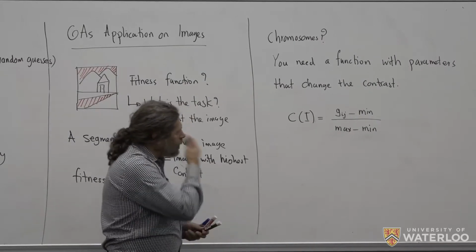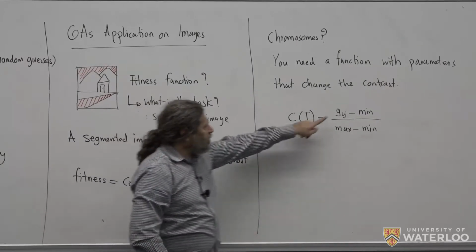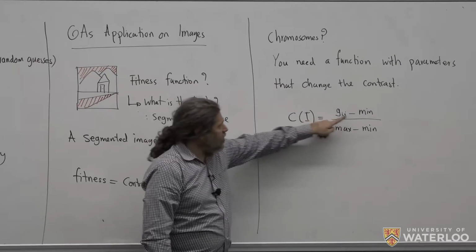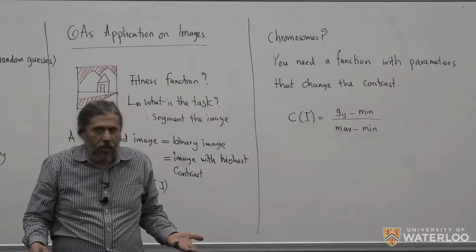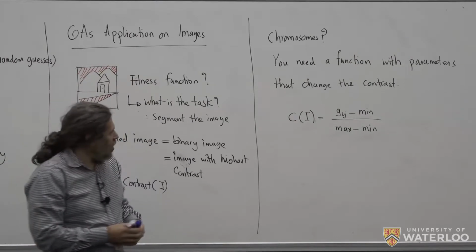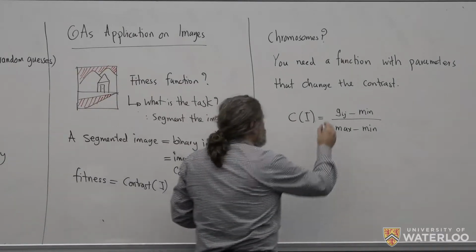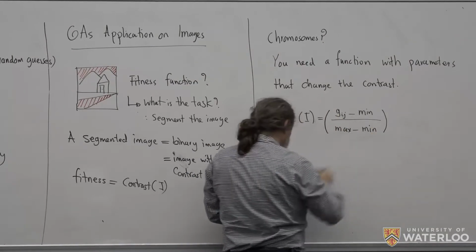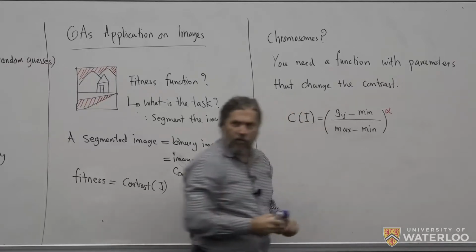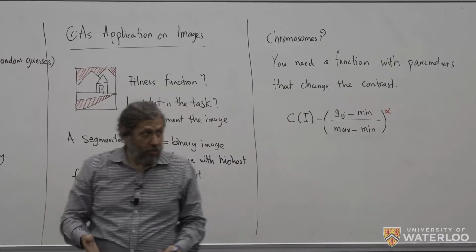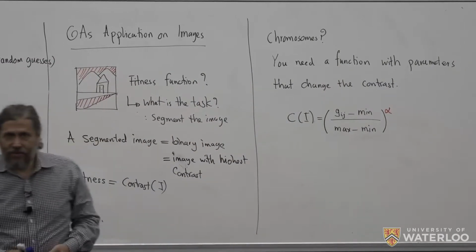Okay, I get this, but these are the values of the image, and this is the minimum and maximum of the image. There is nothing to change here. Yeah, you're right. So what about I put this in a bracket and take this to the power of alpha? Where do you come up with alpha? I made it up. I made it up.